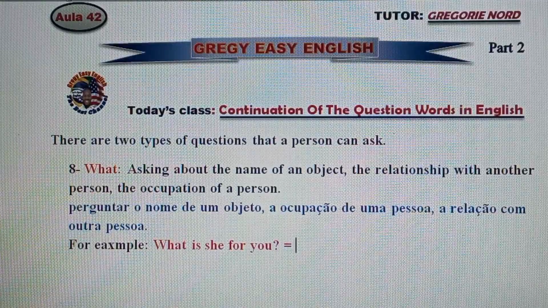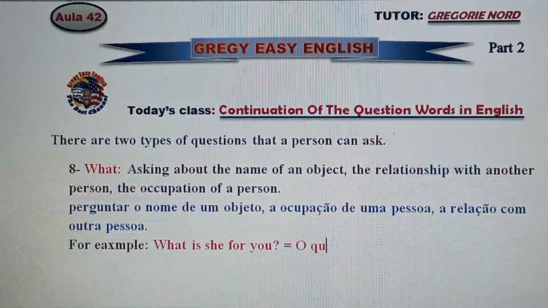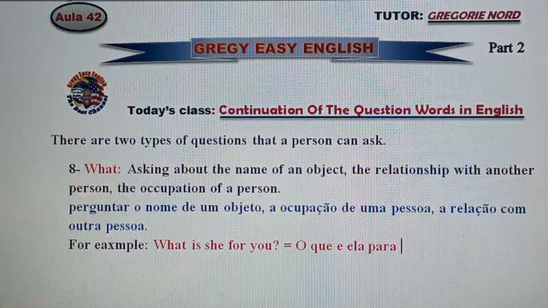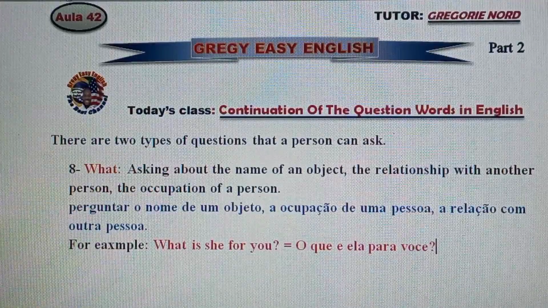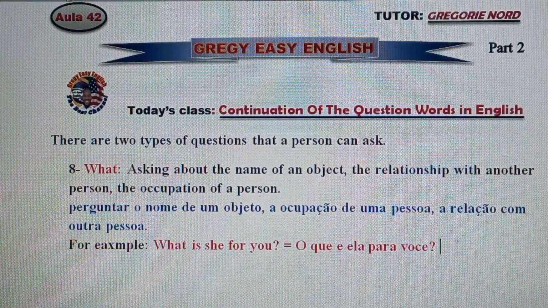Significa o que em português? What is she for you? Significa o que é ela para você. What is she for you? O que é ela para você?